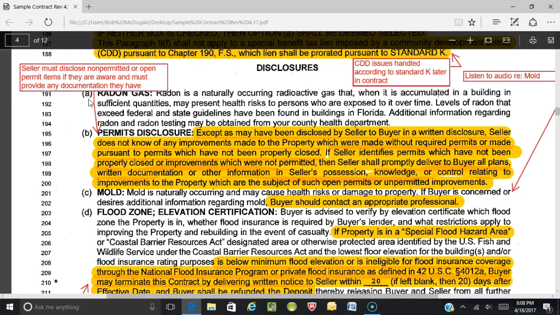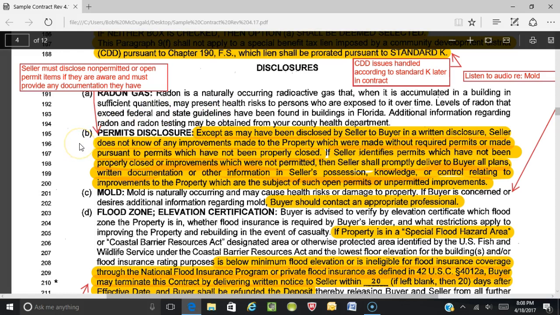Radon gas. Radon is a naturally occurring gas that is accumulated in a building. They're basically just saying that they have the right to have an inspection for that, and you can always get more information from your county health department. So that's what they're noting there.